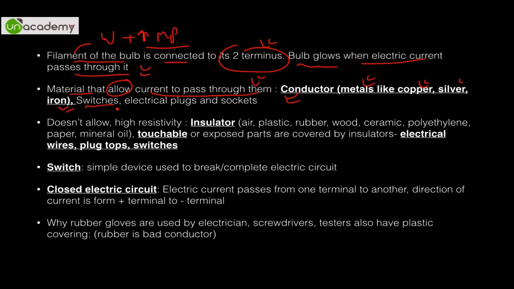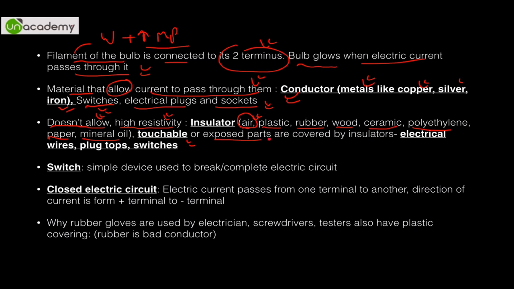And as far as metals are concerned, there are various switches, electrical plugs, and sockets which are made up of these conductors. Those which do not allow electricity to pass are called insulators. They have high resistivity, they do not allow the current to pass because of their high resistance. Example, air is a perfect insulator. आपको करंट तो नहीं लगता बैठे बैठे because air is between us, so it is almost a perfect insulator. Then plastic, rubber, wood, ceramic, polyethylene, जो polythene वगैरह होती है, paper, mineral oil, they are all insulators.